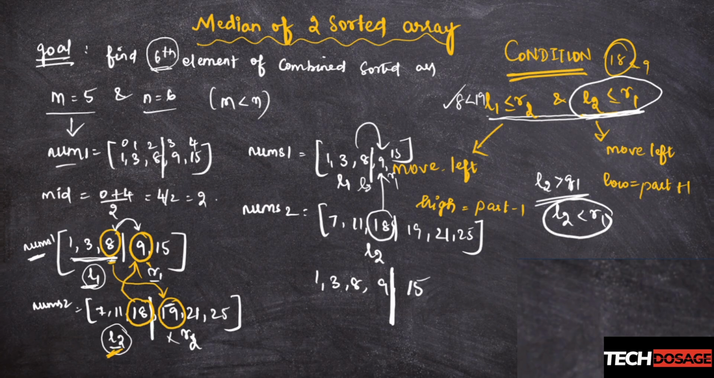So this is L1, this is R1, this is L2, this is R2. Okay, I find where L2 is lesser than R1. I had this L2 greater than R1, which means R1 was smaller. Now I'll make this R1 bigger. How will I make it bigger? I'll move this partition.